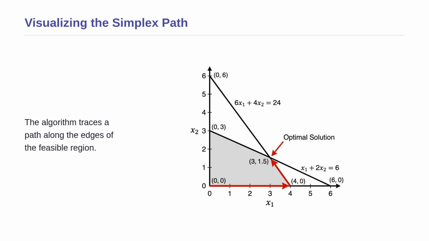This visual perfectly illustrates the mountain climbing analogy we just discussed. Look at the shaded area on the graph. This is our feasible region, representing all valid solutions that obey our rules. The simplex method does not wander randomly through the middle of this shaded area. Instead, it starts at the origin, where profit is zero. It identifies the edge that increases profit the fastest, shown by the red arrows, and travels to the next corner point at (4,0). From there, it checks again and moves to the highest profit point at (3,1.5). It stops here because any other move would decrease the profit.